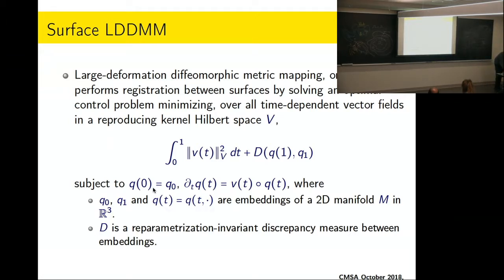All right, and the reparametrization invariance is to handle one of the remarks that Eric made. These embeddings come with their own parametrization and they don't have to match, so you have to do a parametrization-invariant comparison to be able to compare.